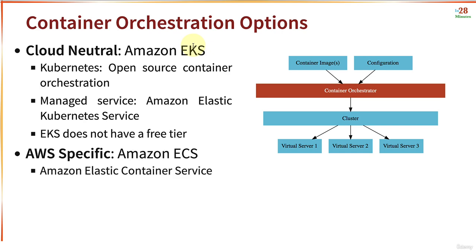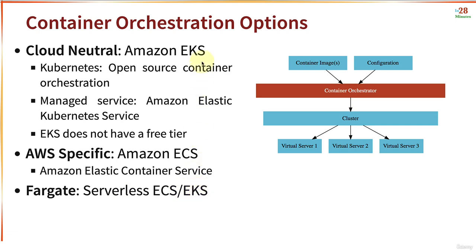AWS also has an AWS specific container orchestrator solution. It's called Amazon ECS or Amazon Elastic Container Service. Even with ECS, you can create a cluster and you can deploy your microservices to the cluster. In addition to EKS and ECS, you have Fargate. Fargate is serverless ECS and EKS.